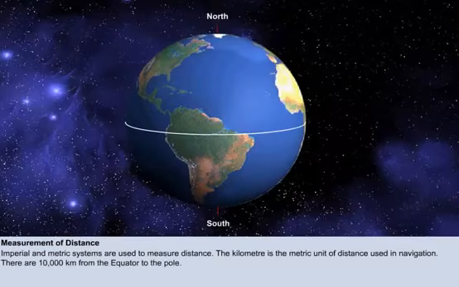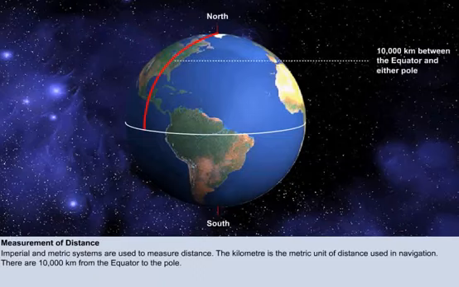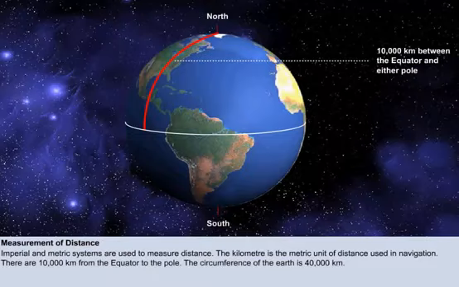A kilometre is 1/10,000th of the distance from the equator to the pole. In other words, the distance from the equator to a pole is 10,000 kilometres. The circumference of the Earth is therefore 40,000 kilometres.